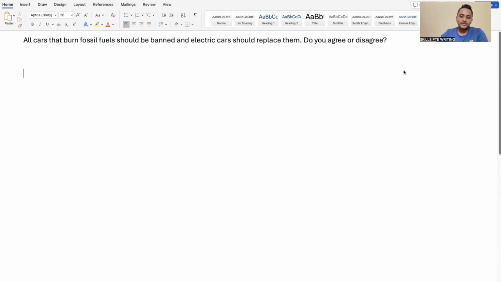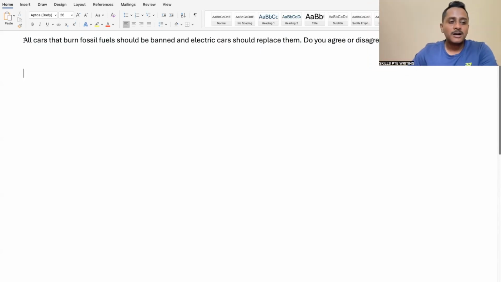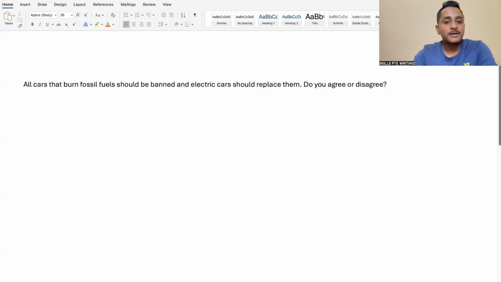Class, this is the question. You can try reading the question. All cars that burn fossil fuels should be banned, and electric cars should replace them. Do you agree, disagree? What people end up writing is the disadvantages of burning fossil fuels in one paragraph, then advantages of having electric cars in the second paragraph, and then they conclude, since electric cars have a lot of advantages, they should be used, and cars that use fossil fuels should be replaced. That's not the question. Pay more attention.